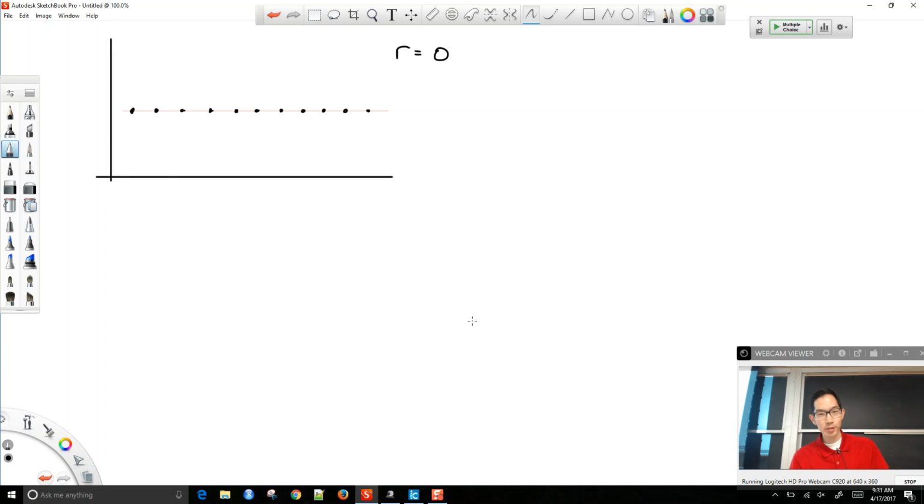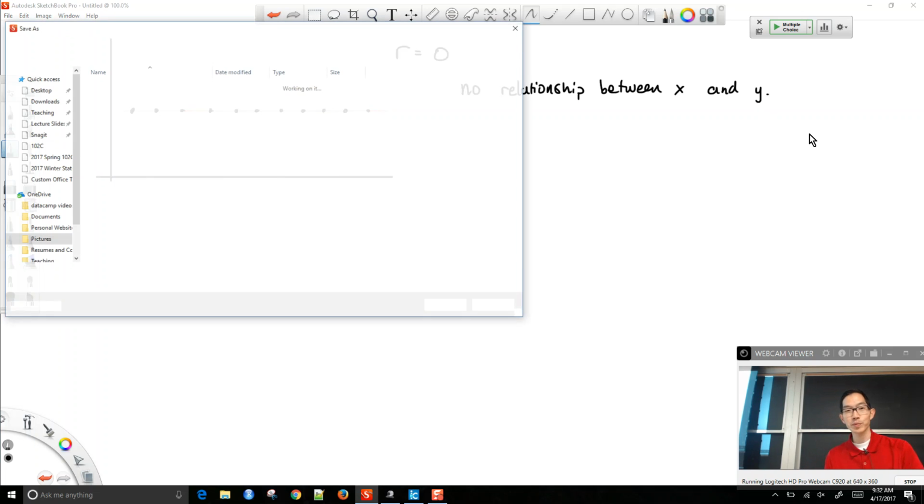If you have a little bit of slope going down, it's going to be -1, or a little bit of slope going up, it'll be +1. But if it's completely flat, then there is no relationship. So this indicates no relationship between x and y. It feels like there's a linear relationship because we can draw a straight line, but that's not true.